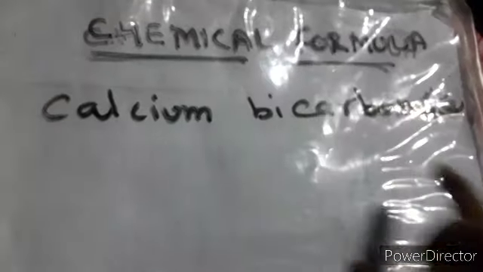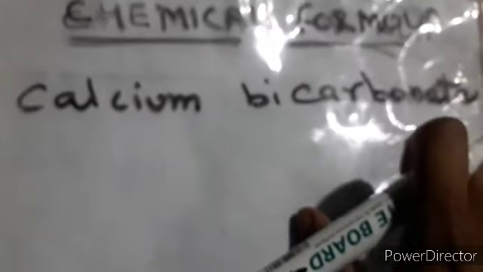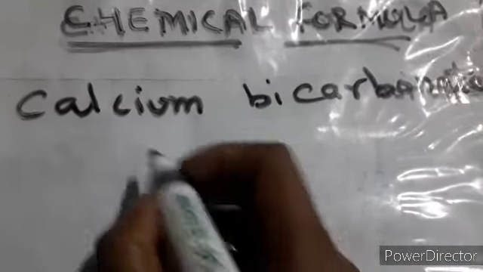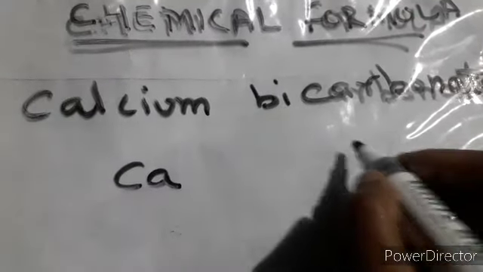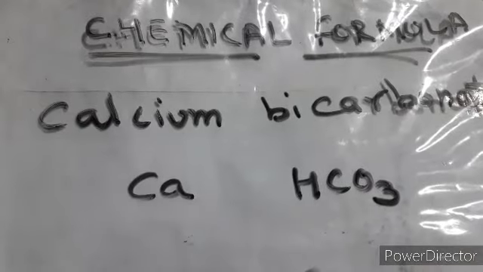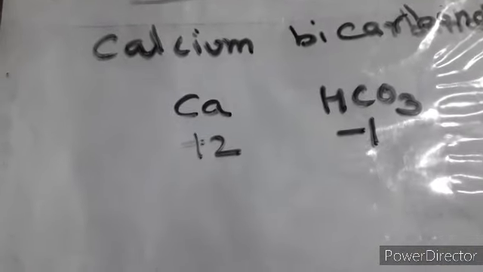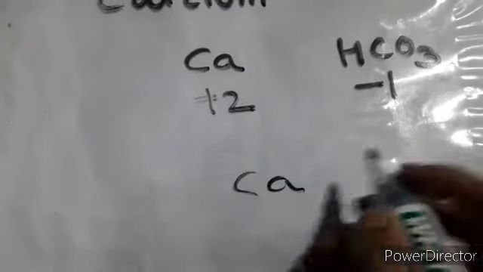Now this is the negative radical. I know it, but it may be possible that for the first time you may be understanding it. Let's start. Write down its symbol. Just see, it's a negative radical, that is HCO3, and its valency is -1. Calcium's valency is +2. Now let's focus once again on the same way that I do.